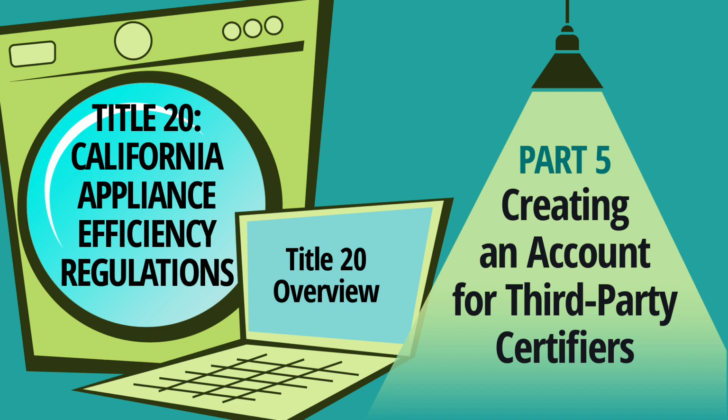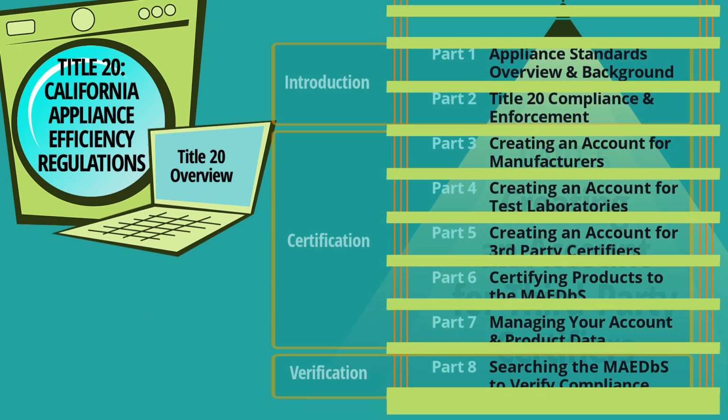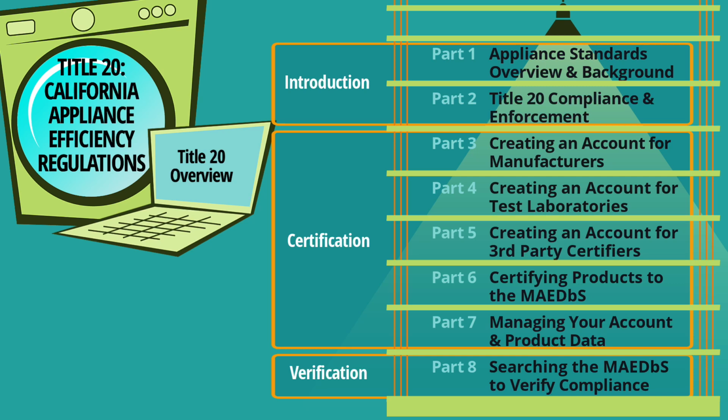Welcome to Part 5 of the Energy Code ACE Title 20 Compliance Training Series. There's a total of 8 videos in the series, focusing on an introductory overview of key aspects of the appliance efficiency regulations, what you need to know and do to certify products so they comply with the regulations, and how to verify that specific products comply. So be sure to check out the parts that apply to you. You can find them on the Energy Code ACE YouTube channel or on the training page of the Energy Code ACE website.